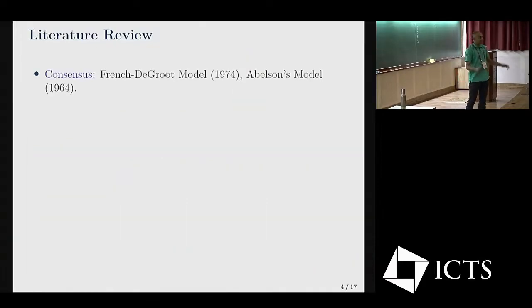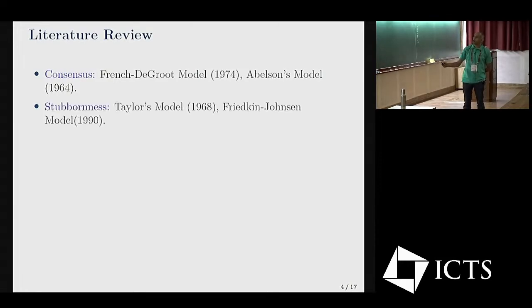Now a very quick literature review of these opinion dynamics. Some of the earliest models that many papers in this subliterature go back to are, let's say, the French-DeGroot model and so on. They are from the late 60s and 70s. Then after that, there were additional models which incorporated stubbornness, etc. The DeGroot model and Abelson's model are really consensus models.